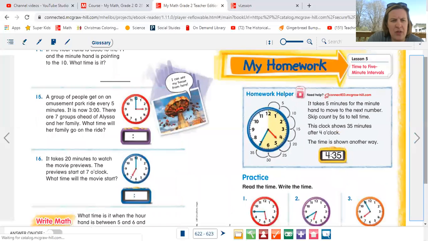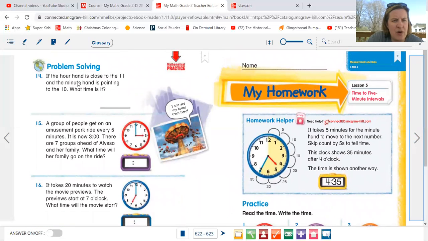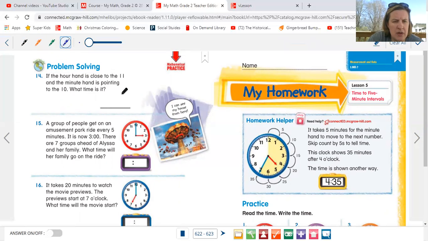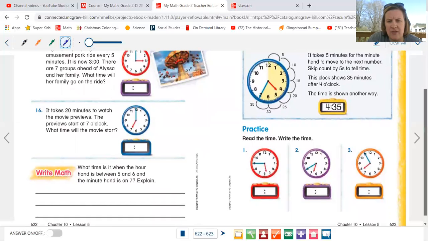Okay, if we look at the back, we've got some word problems here. Number 14 says, if the hour hand is close to the 11 and the minute hand is pointing at the 10, what time is it? Well, if it's pointing at the 10, that means it's 50 minutes. Okay. So we put our minutes down. And if it's close to the 11, but not quite there, that means the hour is still 10. So then it would be 10:50. Okay. All right. So then you have 15, 16, and 17 to finish up.